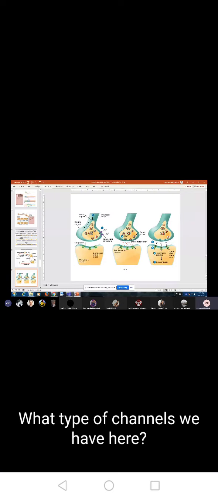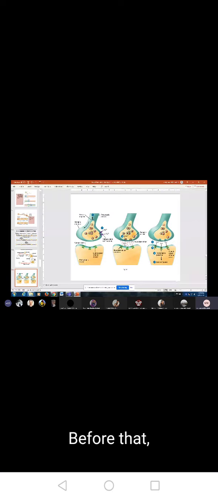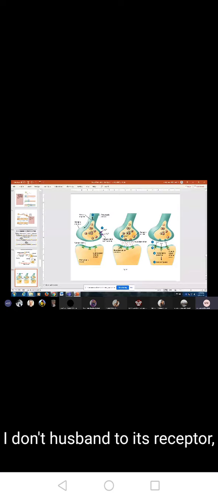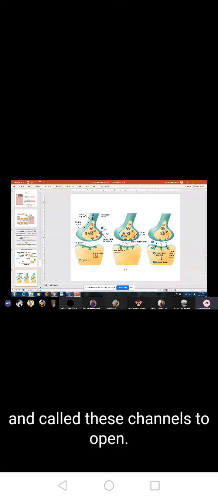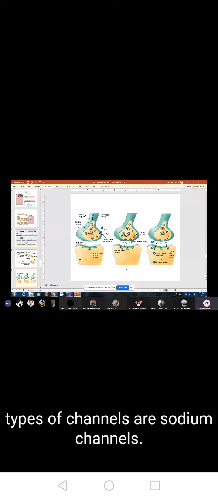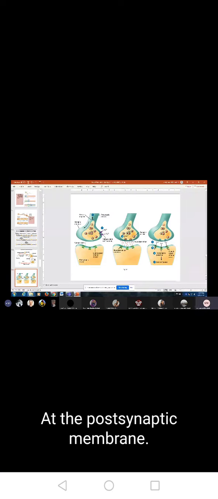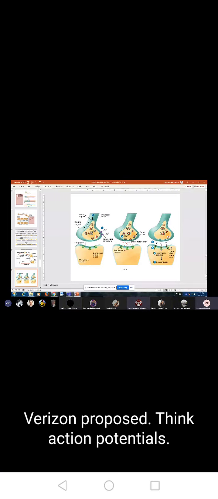What type of channels do we have here? Are they chemical gated or voltage gated? Chemical gated, because the ligand binds to its receptor, for example, and causes these channels to open. Now, what happens if the channels are sodium channels? What will we get at the postsynaptic membrane? Excitation. Depolarization.